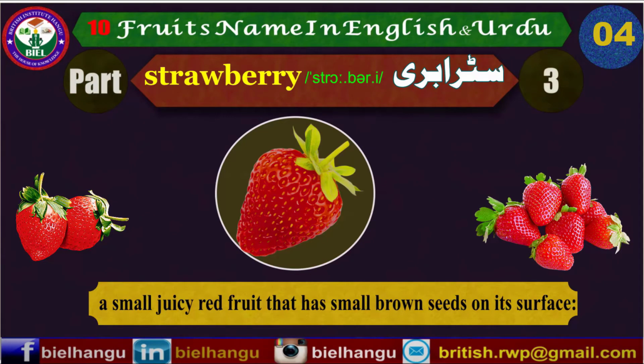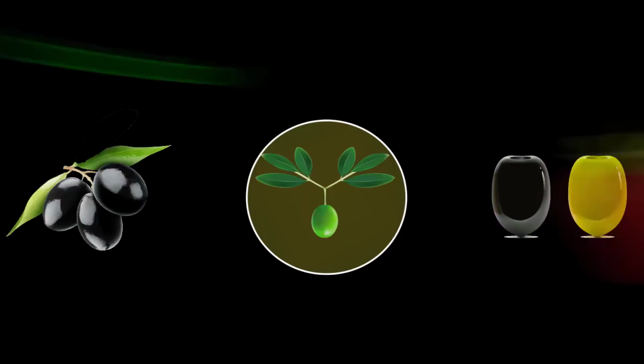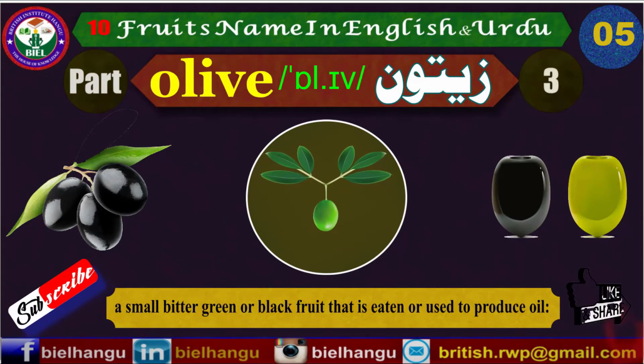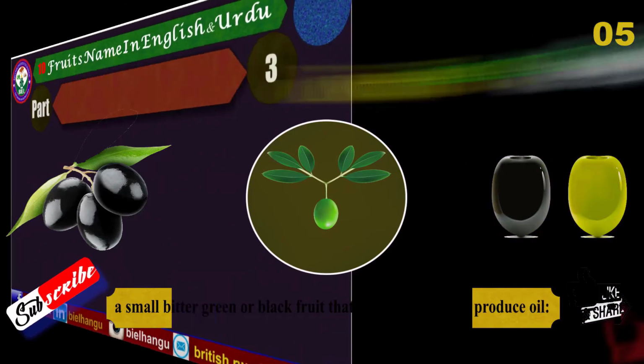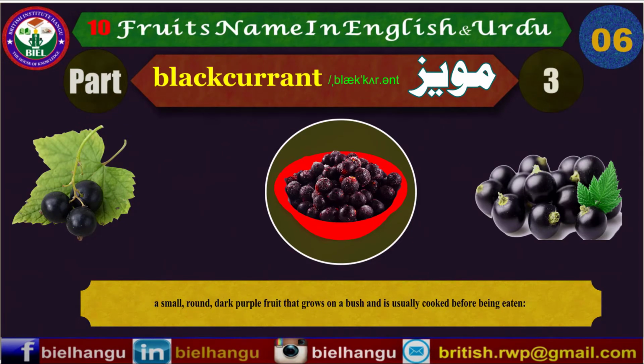Strawberry. A small juicy red fruit that has small brown seeds on its surface. Olive. A small bitter green or black fruit that is eaten or used to produce oil. Blackcurrant. A small, round, dark purple fruit that grows on a bush and is usually cooked before being eaten.